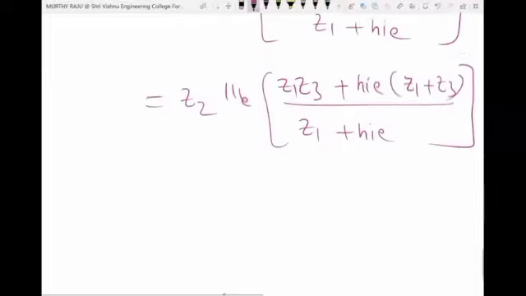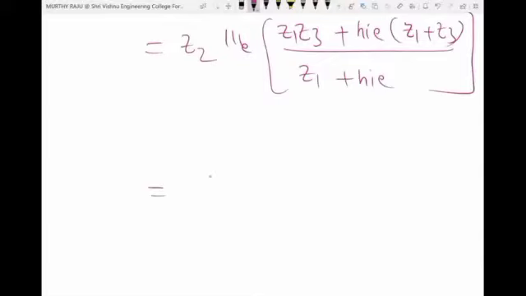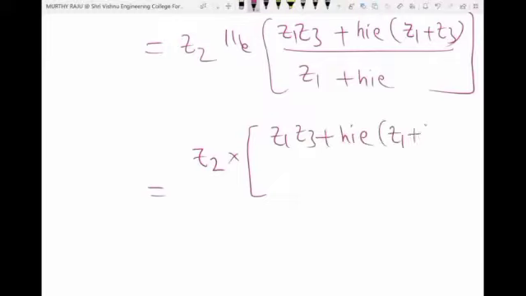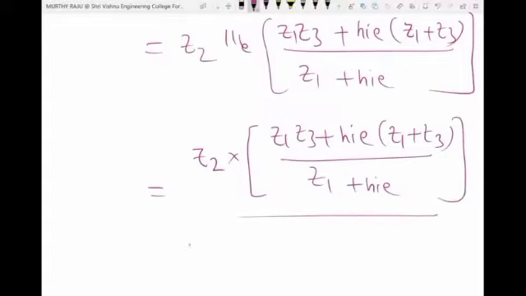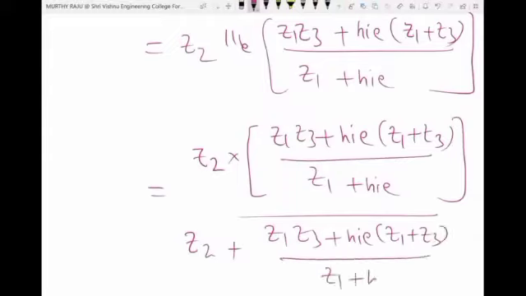Next, these two are connected in parallel. Z2 into Z1 Z3 plus HIE by Z1 plus Z3 by Z1 plus HIE, divided by Z2 plus Z1 Z3 plus HIE Z1 plus Z3 by Z1 plus Z3.